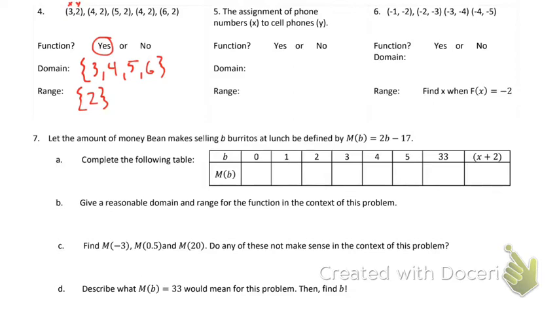For time's sake, we're going to skip 5 for now. I want you to check this out on the answers I gave you, the link.